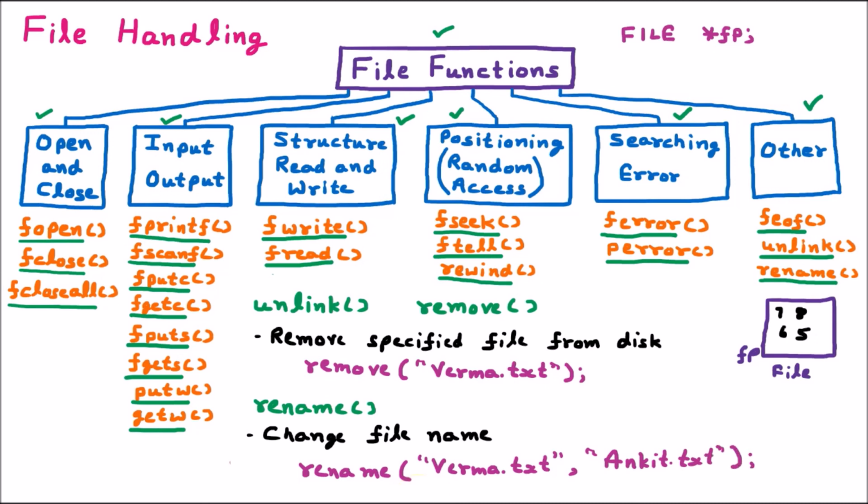So here we have provided the rename function, and here verma.txt is the old name of the file, and the new name of the file we have given is ankit.txt. So the old name is replaced with the new name. That means we have renamed the file. So that is all about the file functions.